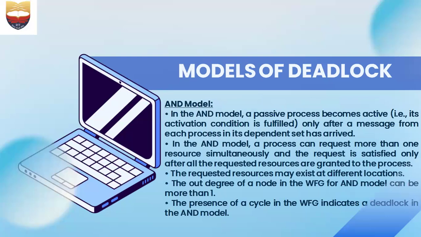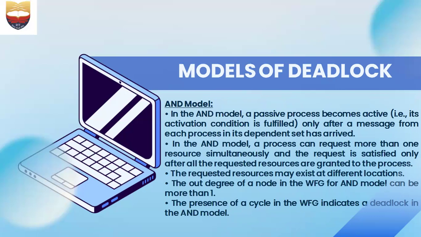AND model. In the AND model, a passive process becomes active, that is, its activation condition is fulfilled, only after a message from each process in its dependent set has arrived. In the AND model, a process can request more than one resource simultaneously, and the request is satisfied only after all the requested resources are granted to the process. The requested resources may exist at different locations.